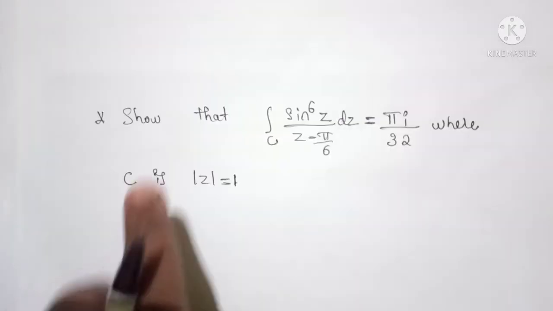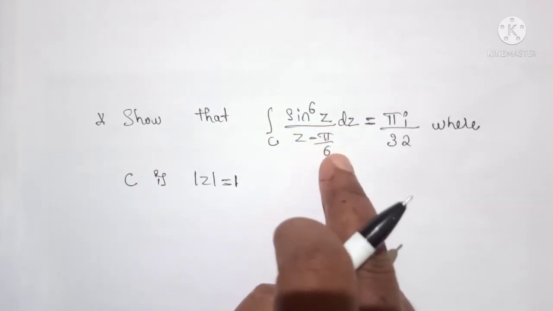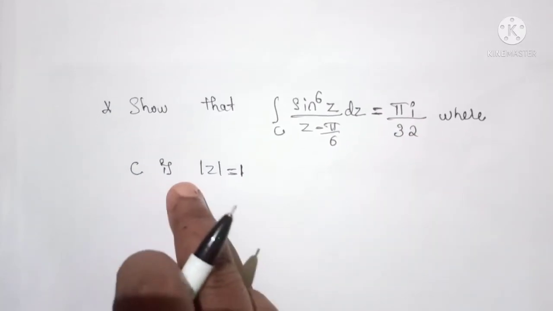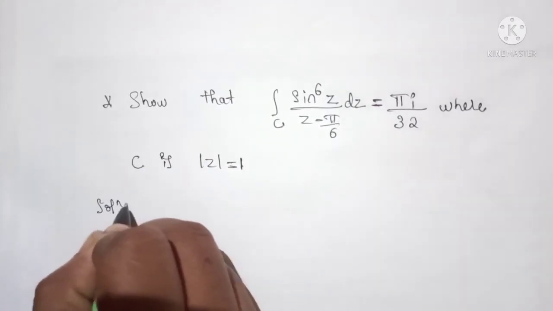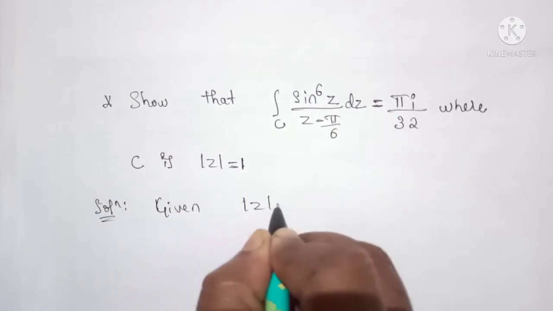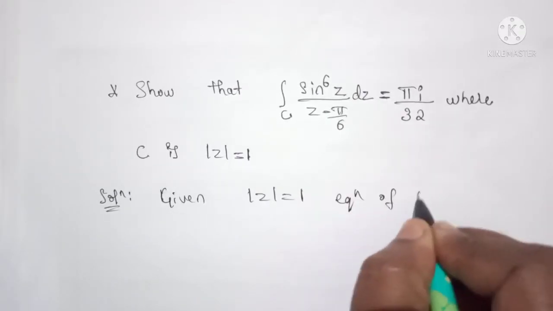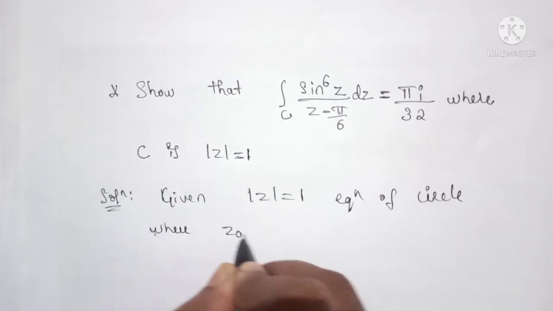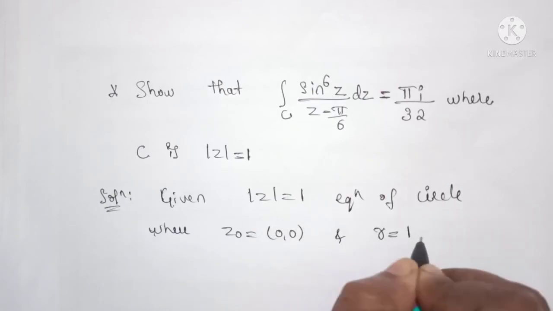Okay, next problem, show that integral c of sin power 6 z dz divided by z minus pi by 6 equals to pi I divided by 32, where c is given by mod z equals to 1. Solution, given that mod z equals to 1, so this is the equation of a circle where the center is z naught at origin, that is 0, 0, and radius equals to 1.